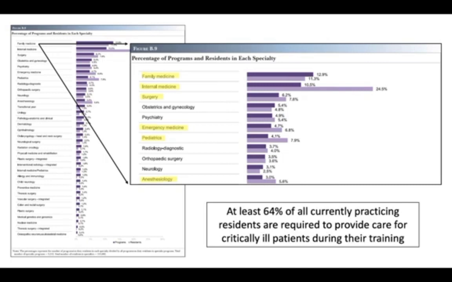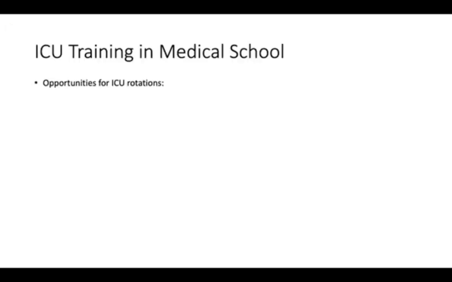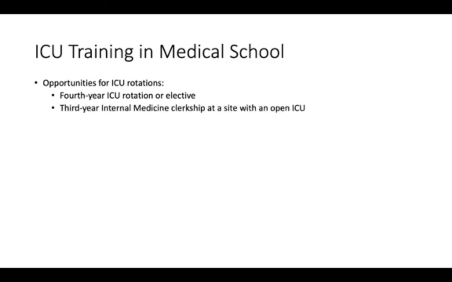If every doctor should be familiar with the basics of critical care medicine, and the majority of residents will work in an ICU at some point during their training, what are ways to gain ICU experience in medical school? As previously discussed, a medical school may require an ICU rotation during the fourth year, or likely offers an ICU elective for fourth-year students. Another opportunity for ICU exposure is a third-year internal medicine clerkship at a site with an open ICU, a situation commonly encountered at VA medical centers.